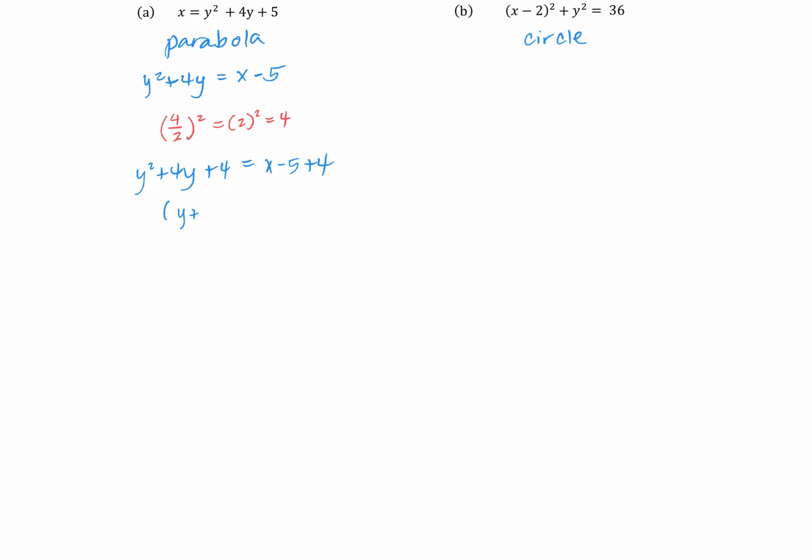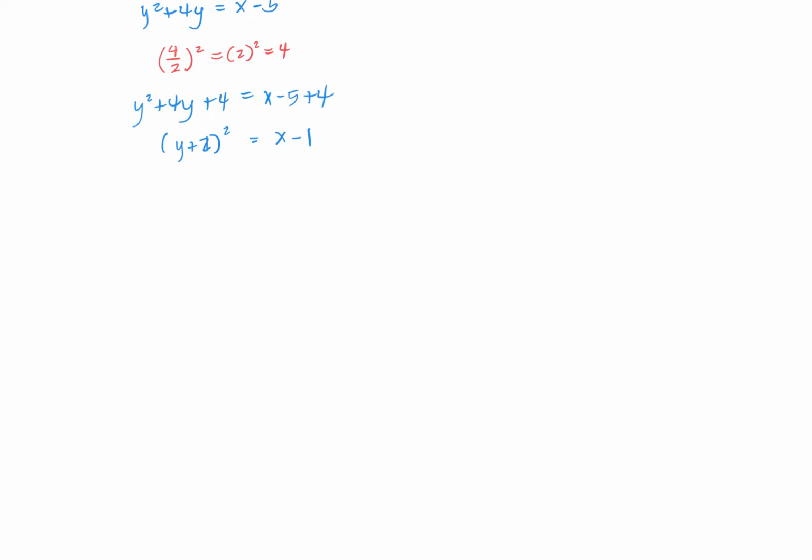I have y plus 2, oops, I said 2 and I wrote 1. Y plus 2 squared on the left-hand side and x minus 1 on the right. So now that I have something squared, I can square root both sides. Remember that when we do square root, we have to add in the plus minus to get y plus 2 equal to plus or minus the square root of x minus 1. And then I would minus the 2 from both sides, and I have my two functions.